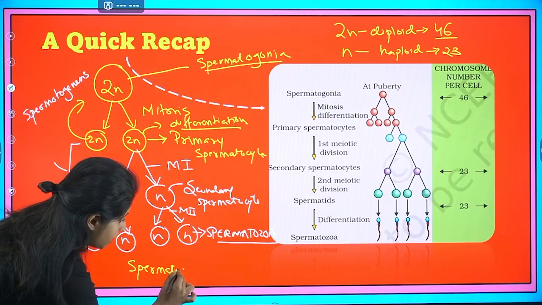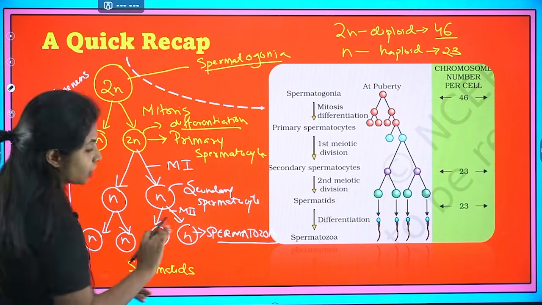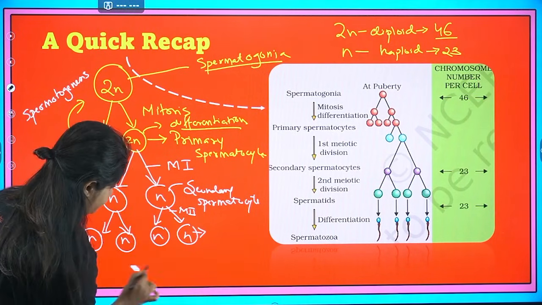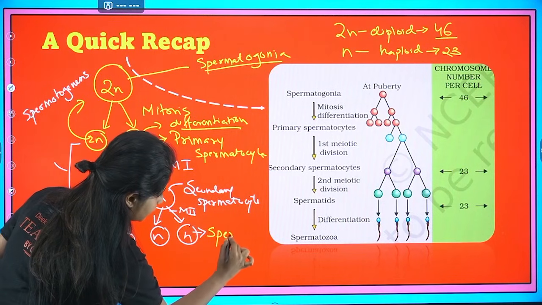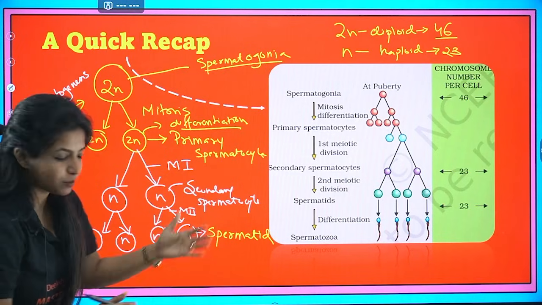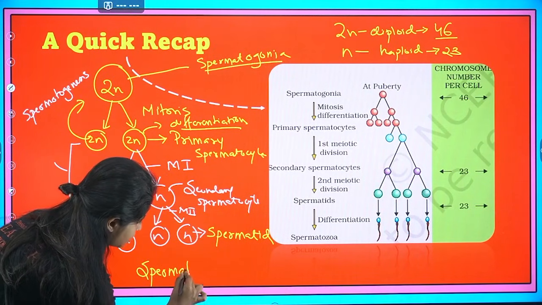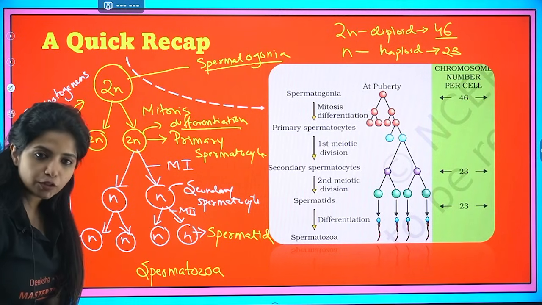We say spermatids. Oh, wait, I made a mistake, and I'm so sorry. It is spermatid that you are going to form over here, and later the long shape of sperm, that is known as spermatozoa. Spermatozoa. Now ma'am, do you have any name for this process?